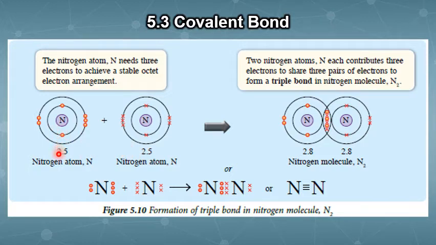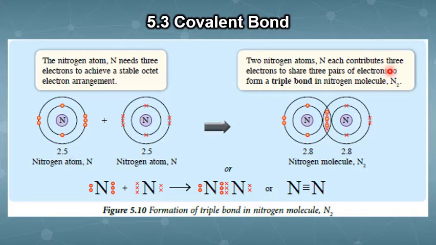The electron arrangement is 2.5. 5 means the electron valence: 1, 2, 3, 4, 5. There are 5 valence electrons, so it needs 3 more to become an octet electron arrangement. So it needs 3 more electrons to become 8 for the valence.